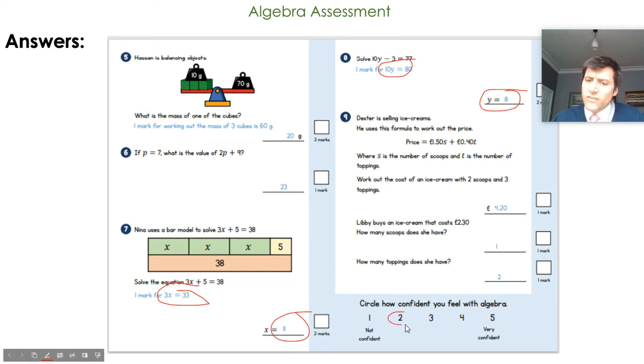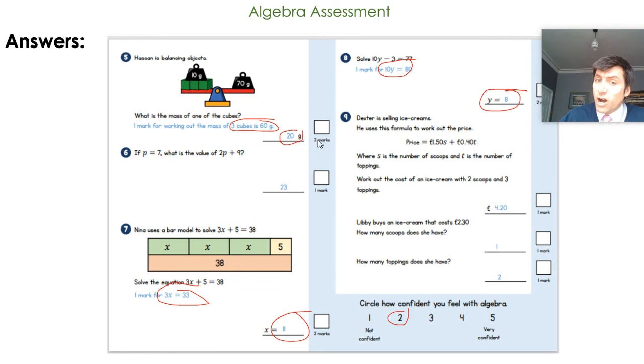A lot of you saying you felt 2 on confidence. I was surprised because lots of you did really well in this, and well done. I'm really impressed by the maturity for this. Now, when I spoke to you earlier, I said that 3 cubes was worth 60 grams, and I forgot to do the final step, which meant that I only got 1 mark because 3 cubes is 30 grams, but you need to find out that 1 of the cubes is 20 grams. So well done if you've done that.